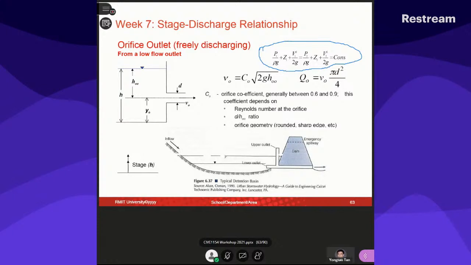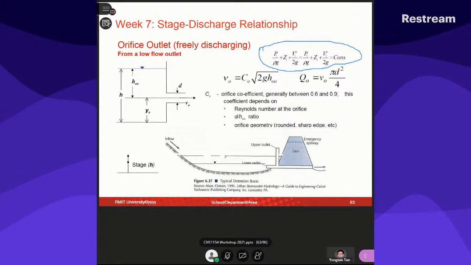has no change. The pressure at the inlet and also the outlet is the same. At the inlet, we assume the velocity is zero.